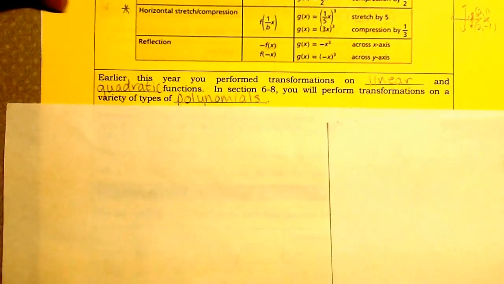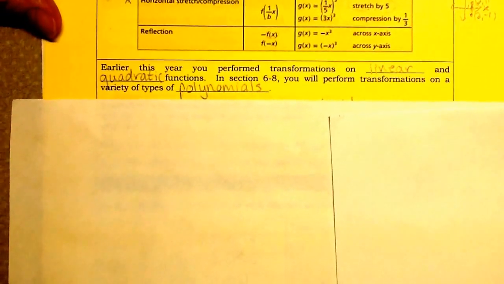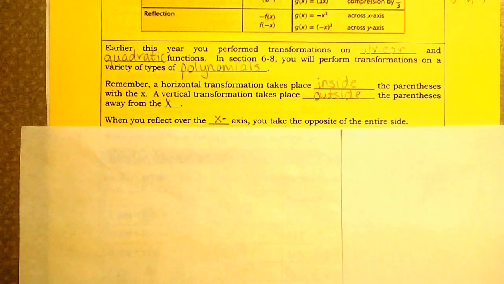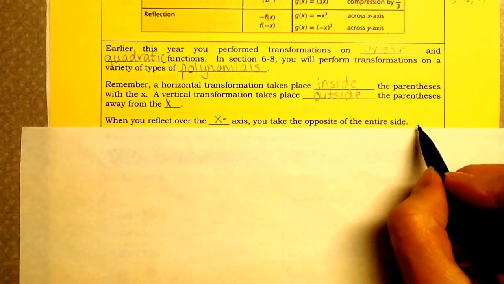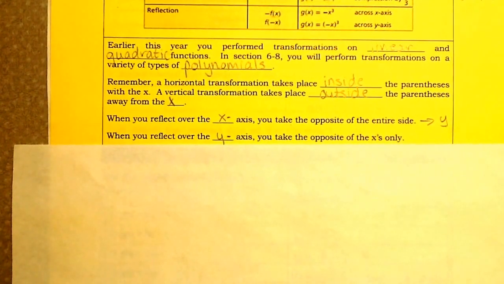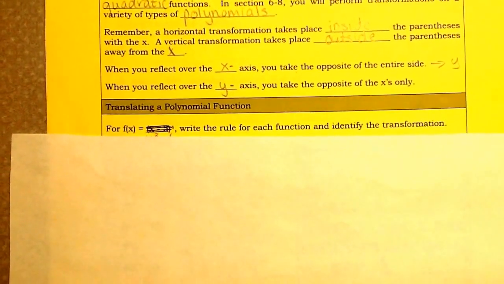All right. Earlier this year, you performed transformations on linear and quadratic functions. In section 6.8, you will perform transformations on a variety of types of polynomials. So remember, horizontal transformation takes place inside the parentheses with the x. Vertical transformation takes place outside the parentheses away from the x. Again, when you reflect over the x-axis, you take the opposite of the entire side, which means y. And when you reflect over the y-axis, you take the opposite of the x's only. Okay, so let's do some transformations.